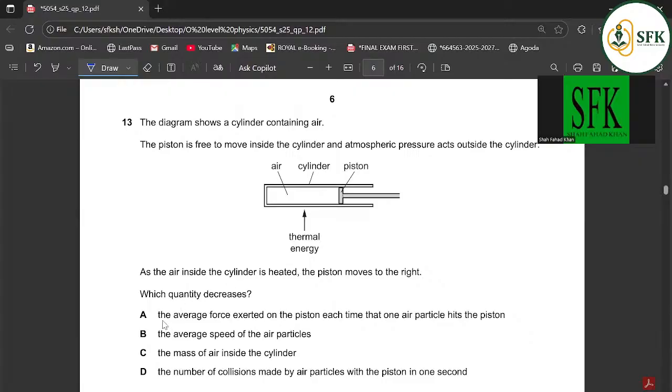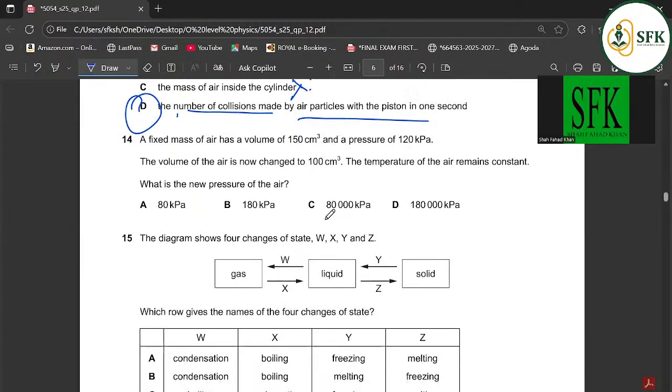The average force, they're asking you about the average force, right? The average force doesn't change for one particle, remains almost the same. Speed doesn't change because speed depends on the temperature. It didn't tell us anything about the temperature. Mass never changes either. This also doesn't. So only the number of collisions would decrease because more particles would be over here, so it will take more time for them to reach there.